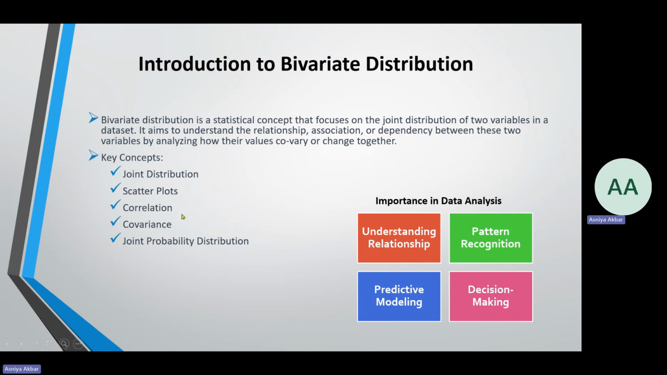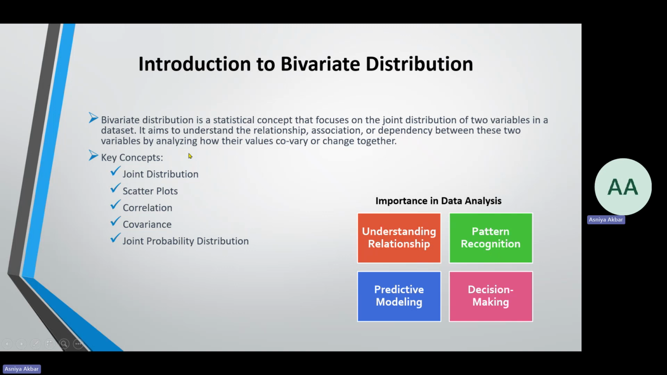Now, to understand the importance in data analysis: it helps you understand relationships. Bivariate distribution helps analysts understand how variables interact or influence each other. Pattern recognition: analyzing the bivariate distribution aids in recognizing patterns, trends, and even clusters in your data. Bivariate analysis provides insights into potential relationships that can be used in a predictive model. And lastly, knowledge of joint distribution helps in making informed decisions based on interdependencies of variables.